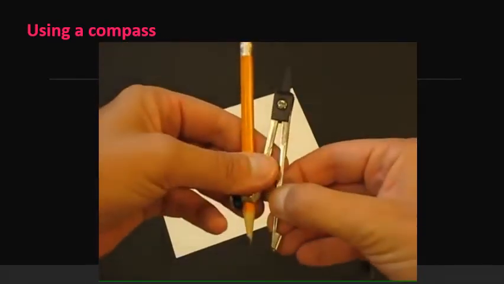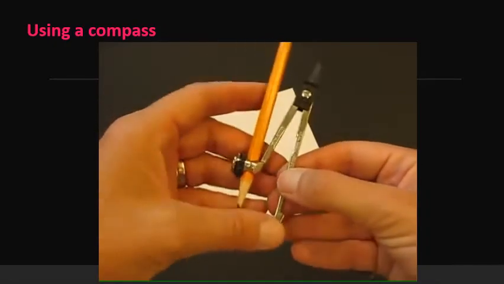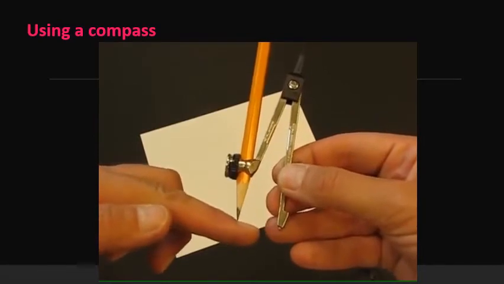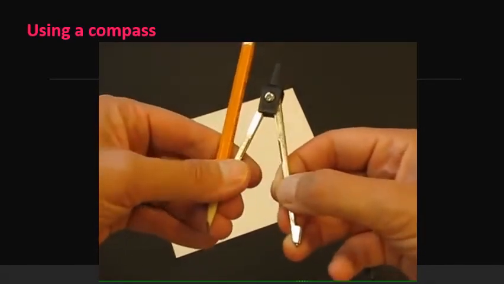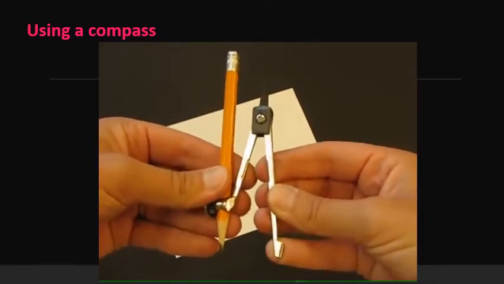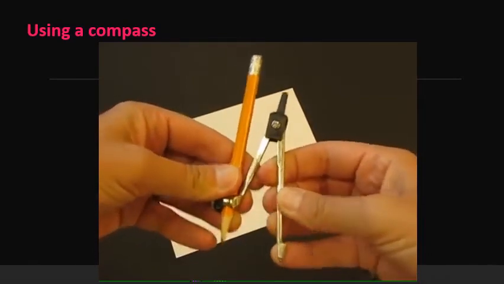Now when you open up the compass, that is the radius, which means that that is the half size of a circle that you're going to draw. The wider you open it, the larger the radius, which means the larger the circle. Now I'm going to demonstrate how to use this.